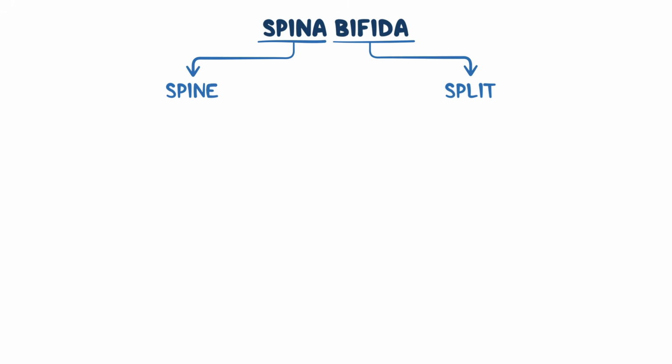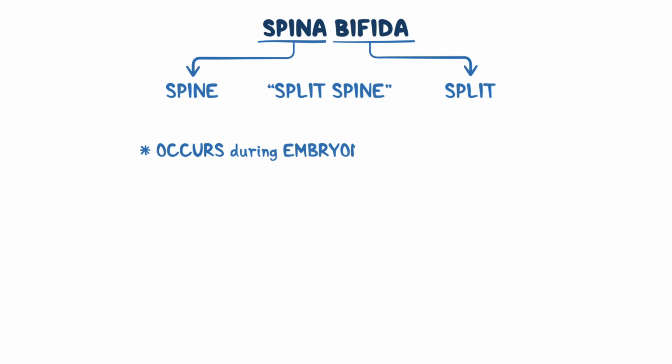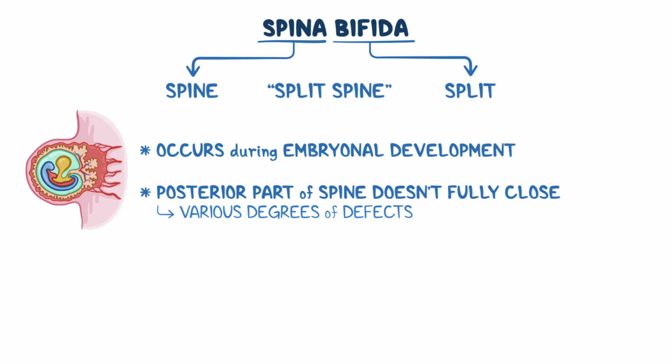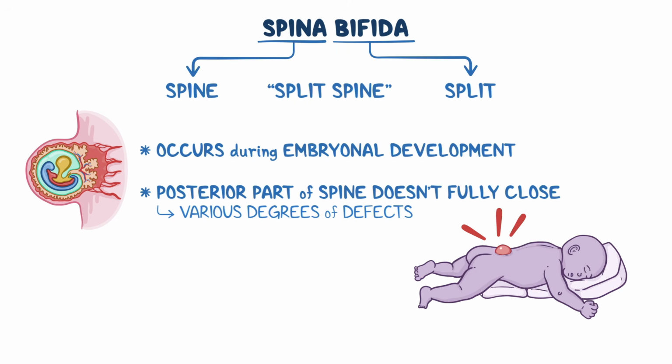With spina bifida, spina refers to the spine, while bifida means split. So spina bifida literally means split spine. It occurs during embryonal development when the posterior part of the spine doesn't fully close, leaving behind various degrees of defects, usually in the lumbosacral region of the spine.